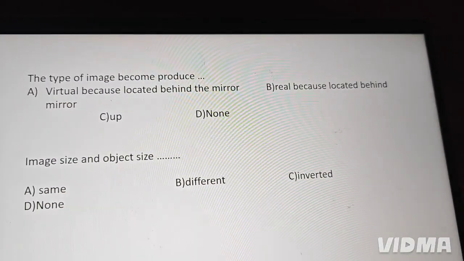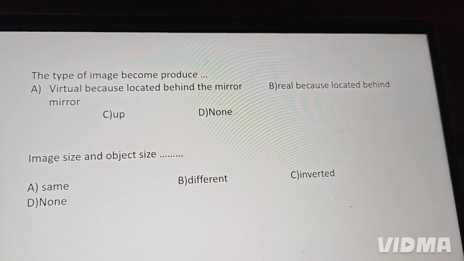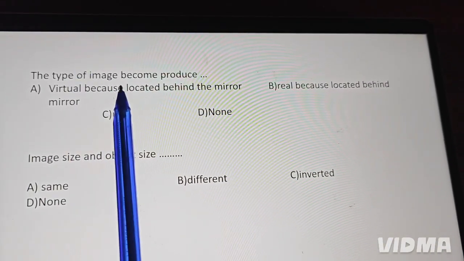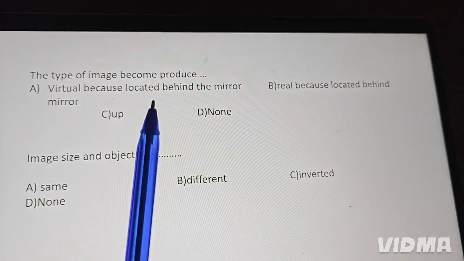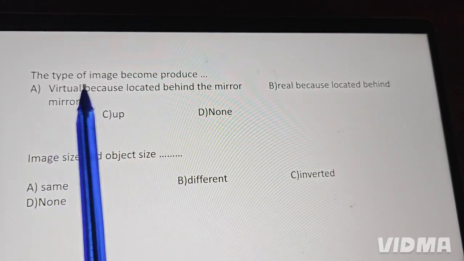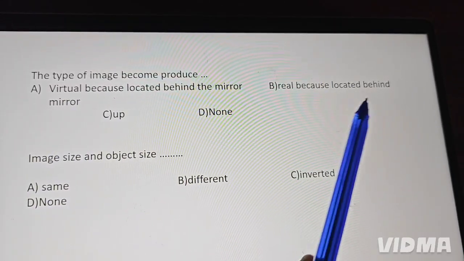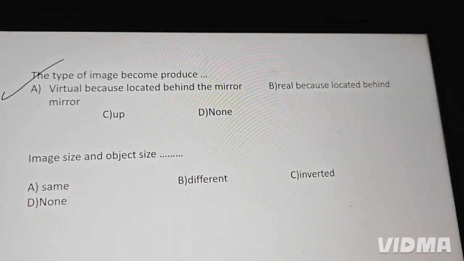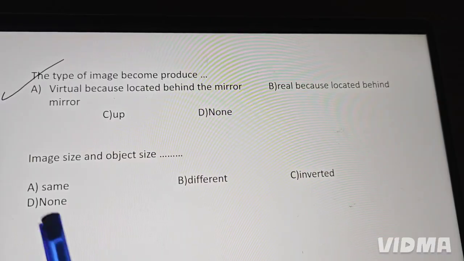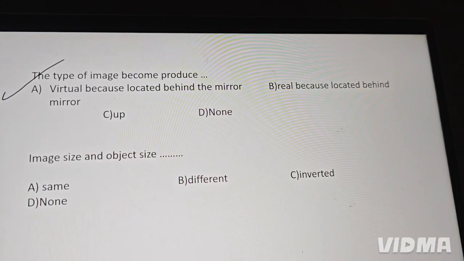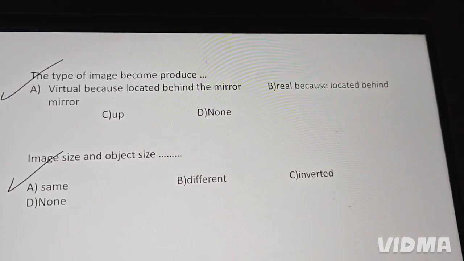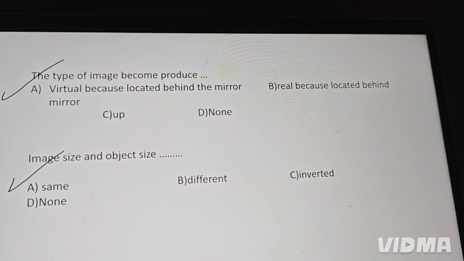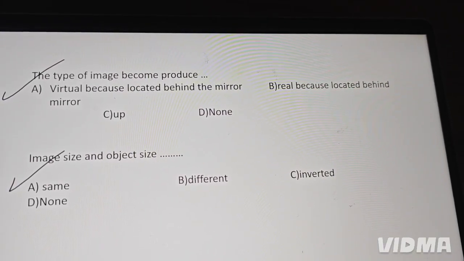I have written some questions for my students, so we can solve them together now. The type of image produced in a flat mirror: virtual because it is located behind the mirror, real because it is located behind the mirror, upside down, or none. Of course, the correct answer is A: virtual, located behind the mirror in a flat mirror. Image size and object size: both of their sizes are the same in a flat mirror.